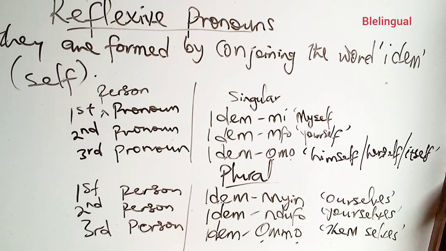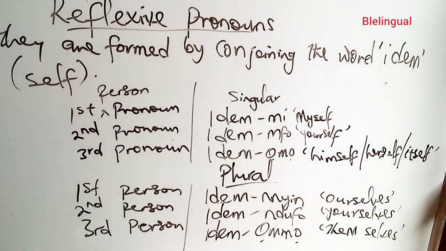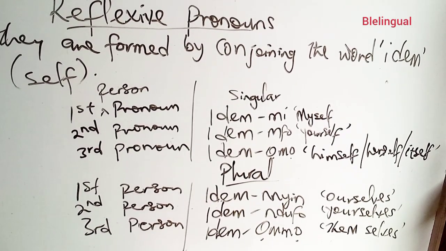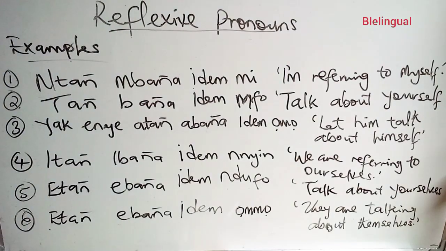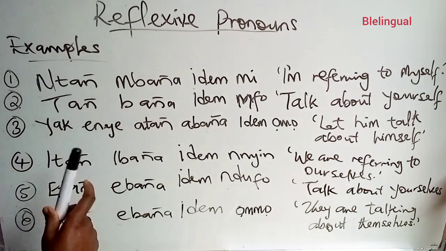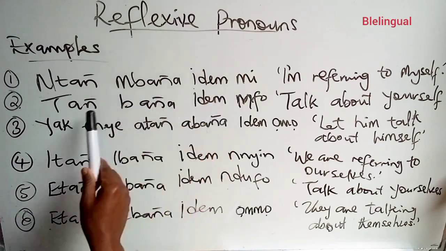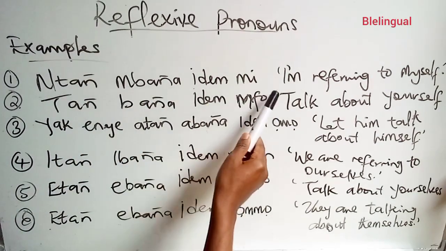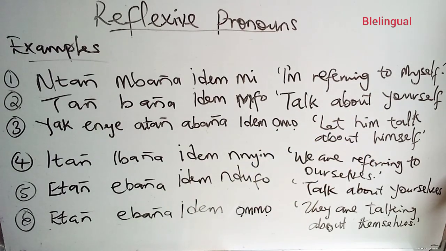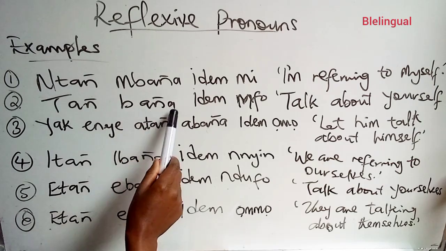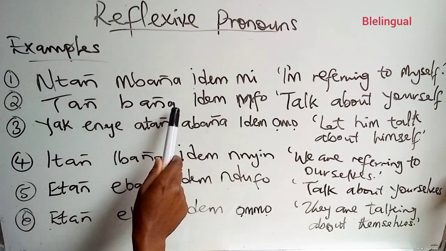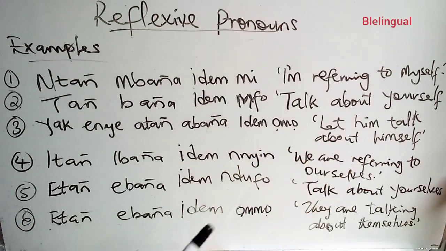As you can see, the word idem is what really makes the pronoun a reflexive pronoun, which talks about self. Now let's take a look at some examples of reflexive pronouns. Number one, we have ntang mbanga idem me. I'm referring to myself. Number two, tang banga idem fu. Talk about yourself.